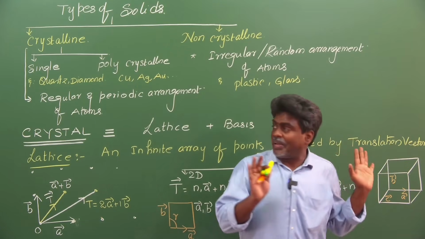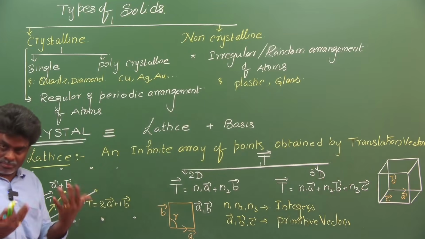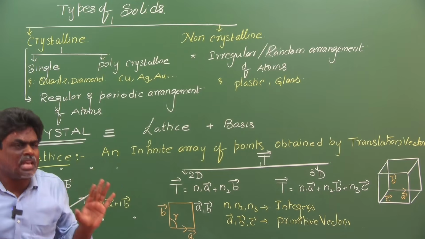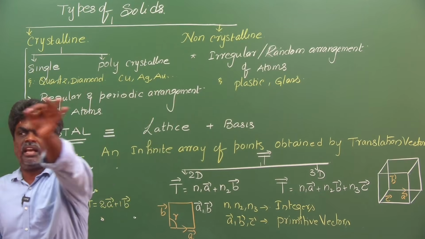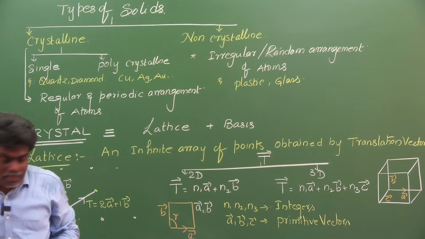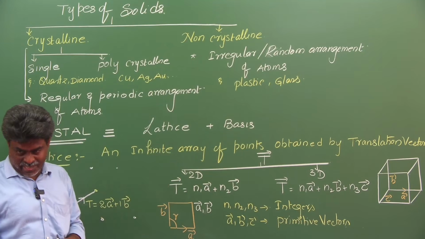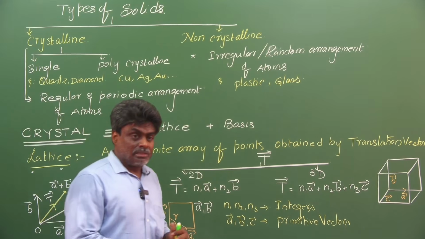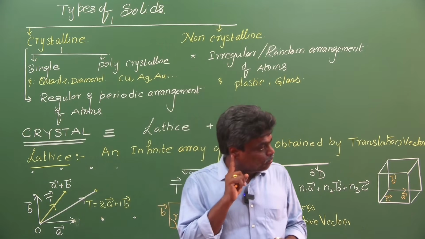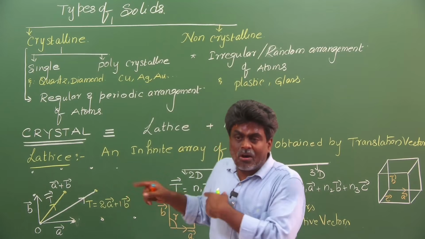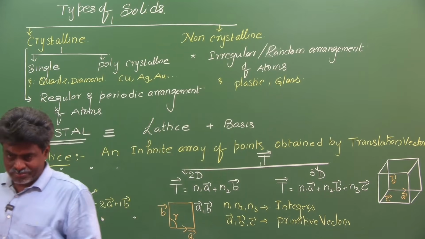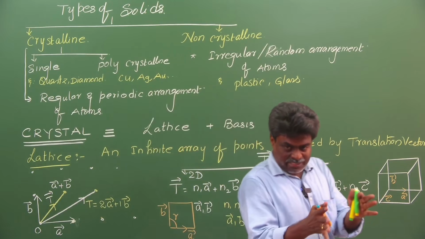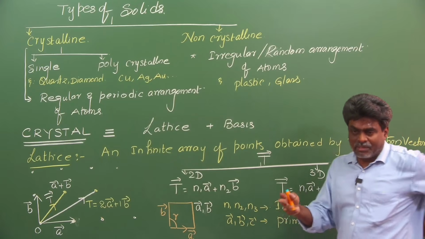Is that clear? So finally, what is meant by a lattice? Just an arrangement, an infinite array of points. How are you getting those points? By translation vectors, either in 2 dimensions or 3 dimensions. But remember, all translation vectors form a group. Group means, I hope you know, closure, associativity, identity, inverse, something like that. If all those properties are satisfied, that will be a group.